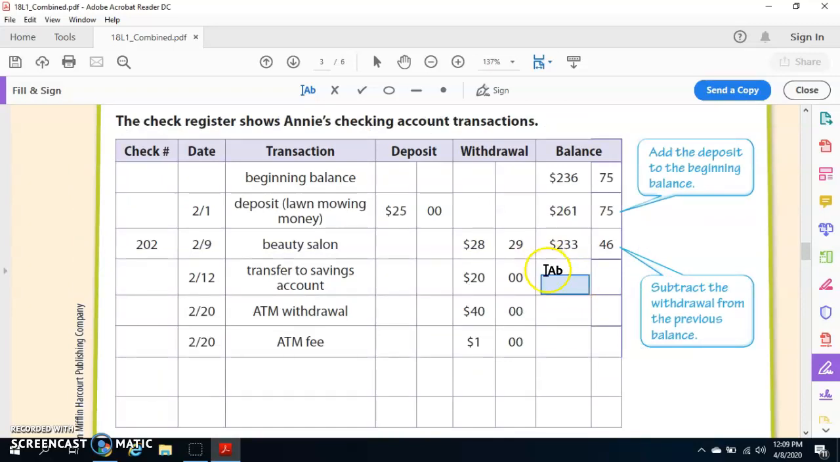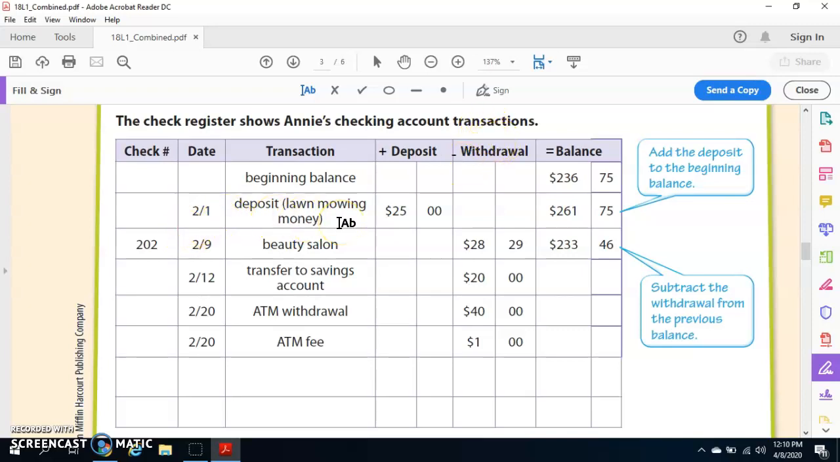Okay, so this we have to subtract or add. Now, right here, if it's a deposit, it is an add. You add stuff into it. If it's a withdrawal, you're going to subtract. Okay? If it is the balance, that's what it equals, okay? So my beginning balance was $236.75. By the way, guys, this is what a check registry looks like, okay? And this is for Annie's. Annie's check registry, okay, in her bank, she has $236.75.